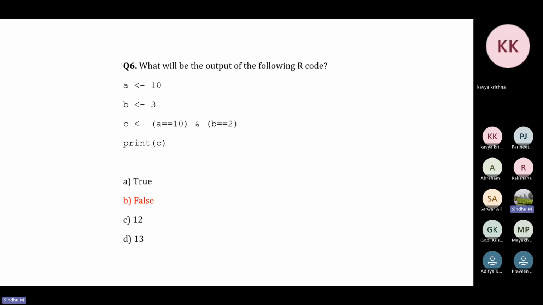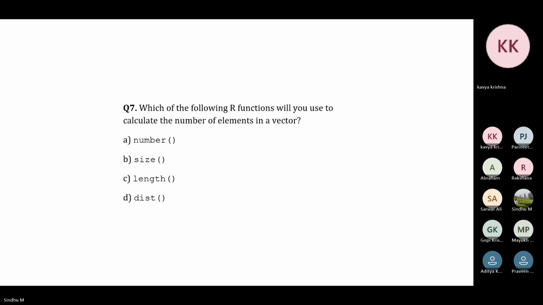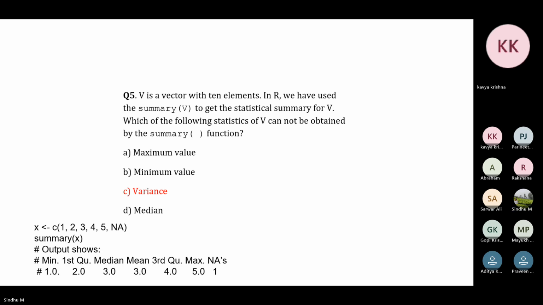So if you look at C, the first term is A equal to 10. So that is true because A is assigned true. So the first term is true. But the second term is B equal to 2, which is false. So if you do an AND operator of true and false, it will be a false because it is AND operator. So the correct answer is option B. So I hope it is clear to all.